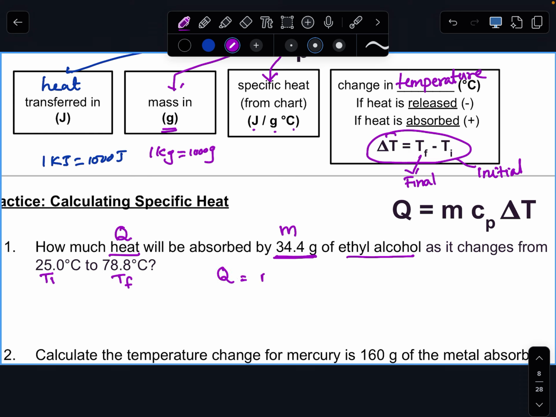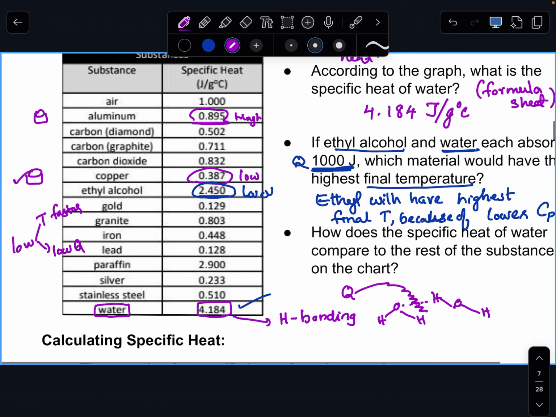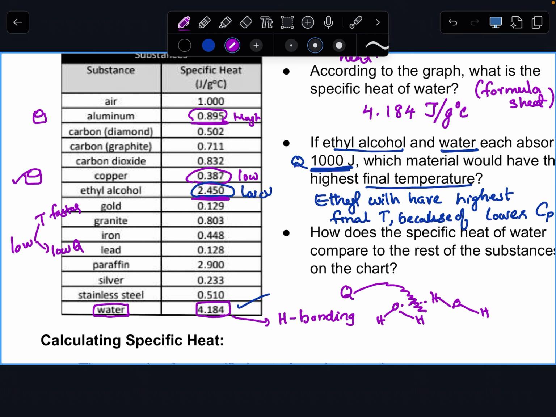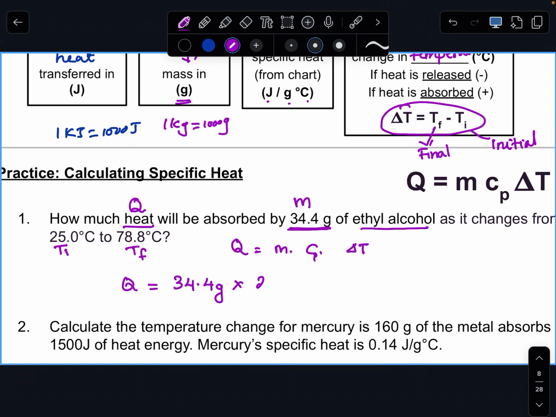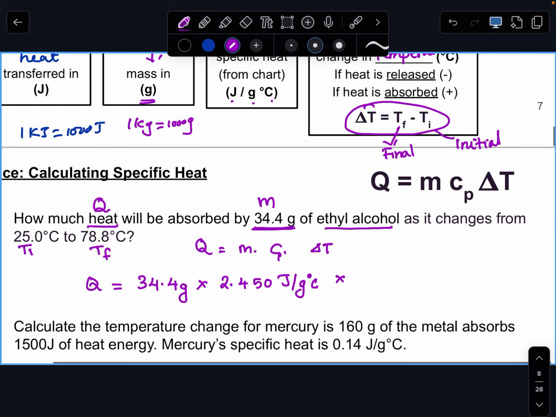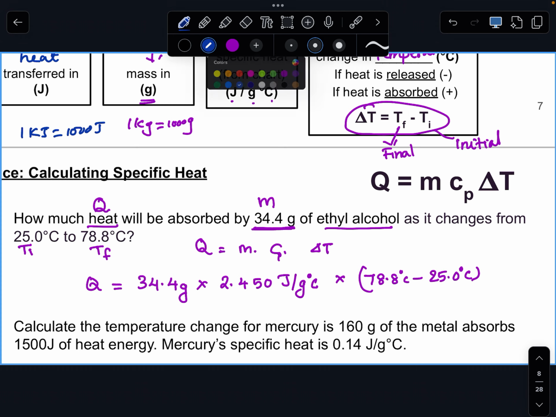So write the equation Q equals M times C times delta T. You can write Cp if you want. Q, we don't know, and mass is 34.4 gram, and we can get Cp from the table. It is 2.450 joule per gram degree Celsius, and delta T, the final temperature is 78.8 degrees Celsius minus 25.0 degrees Celsius.